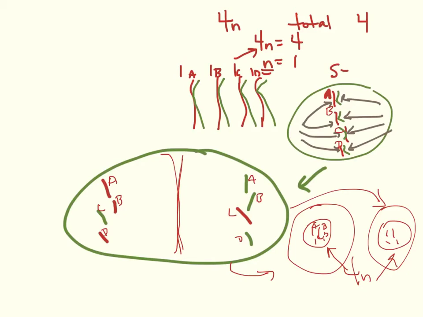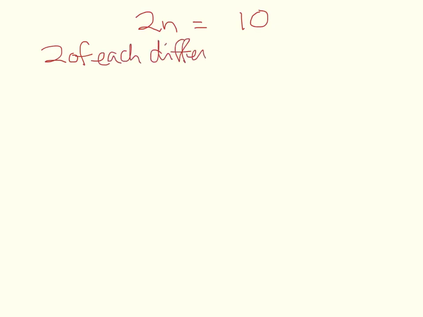Let's do another example. What if you're 2N, like we are, but you have a total number of chromosomes of 10? What does that mean? You're 2N, which means you're going to have two of each different chromosome. If you do the math, 2n equals 10, so n equals 5, which means you're going to have 5 different chromosomes. You can label them A, B, C, D, E, or 1, 2, 3, 4, 5. It doesn't matter.